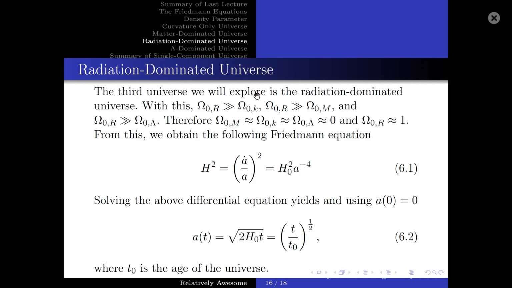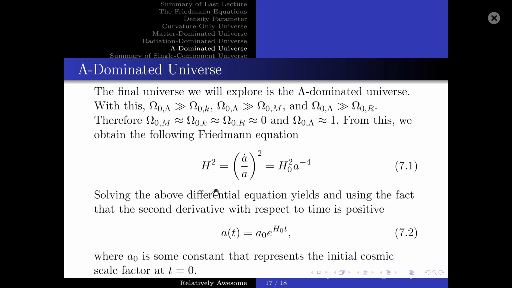The third universe we will explore is the radiation-dominated universe. With this, Omega 0,r is greater than all other parameters, such as Omega 0,k, Omega 0,m, and Omega 0,lambda. And therefore, the other parameters, Omega 0,m, Omega 0,k, Omega 0,lambda, can be set to 0, and Omega 0,r can be set to 1. And from this, we obtain the following Friedmann equation. And solving the above differential equation, we obtain the following. Here, a is proportional to t to the half, and t0 is, again, the age of the universe.